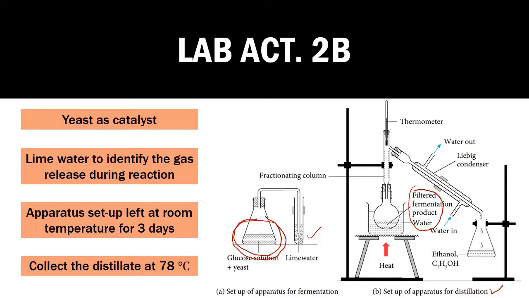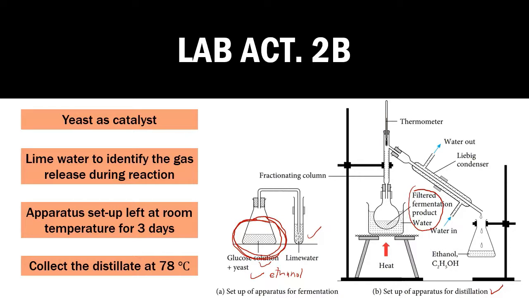Okay, product in the conical flask ni tadi ialah glucose solution plus yeast plus the ethanol that have been produced. Okay, so dalam percampuran mixture tu kita nak dapatkan ethanol yang lebih tulen. So we will use fractional distillation. So sebab apa? Sebab the ethanol has boiling point of 78 degrees Celsius.